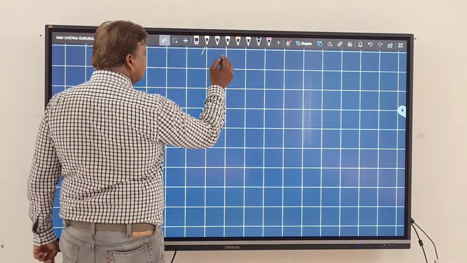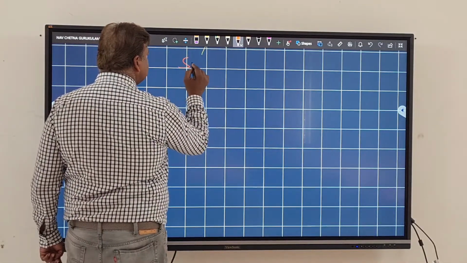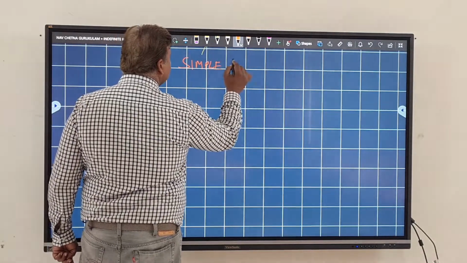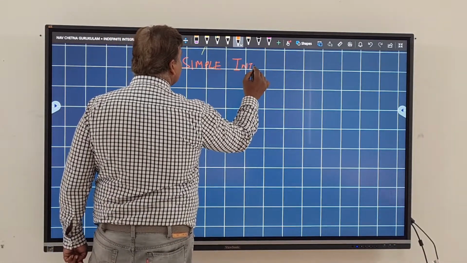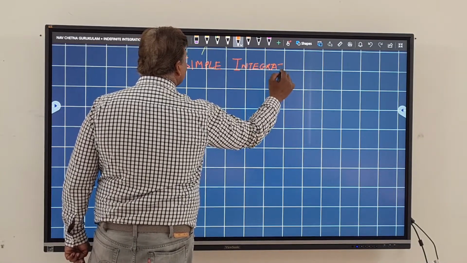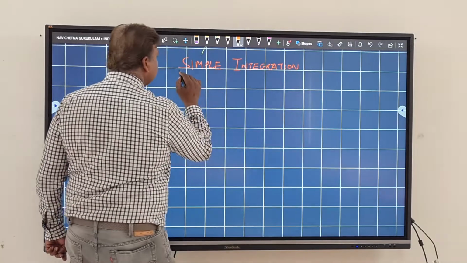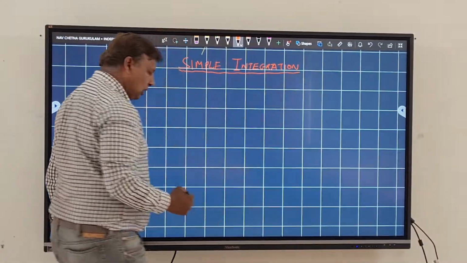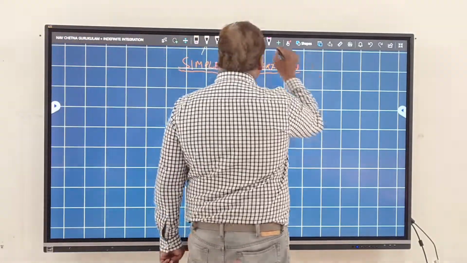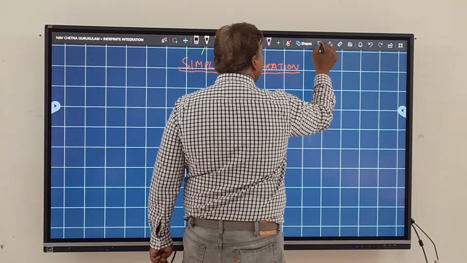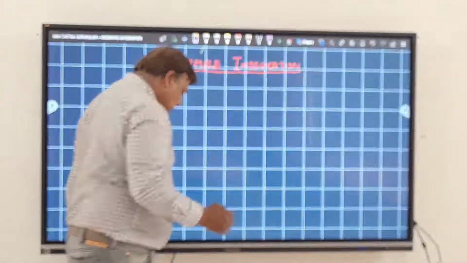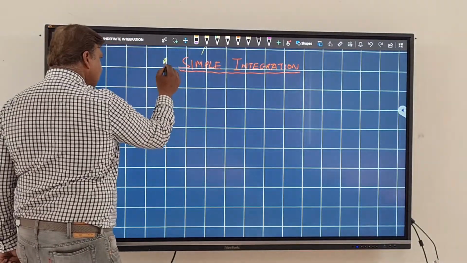So simple integration, you put the heading on. Now, simple integration, I'll give you some formulas, and based on those formulas, you will do these questions.